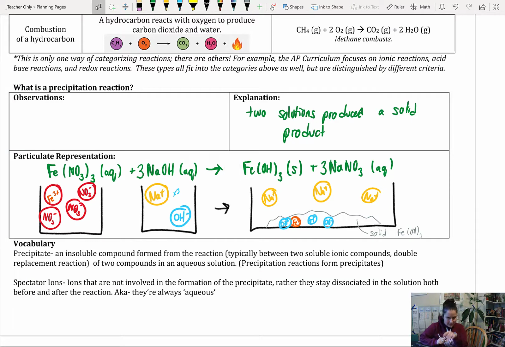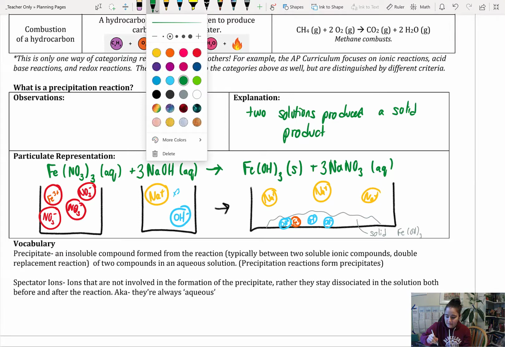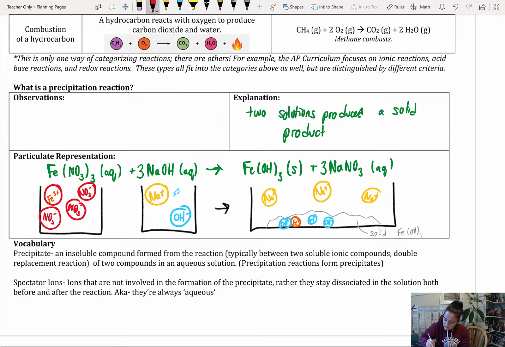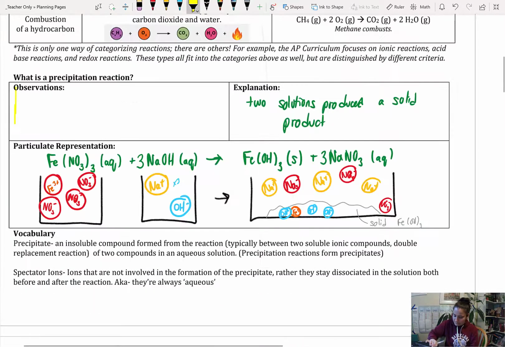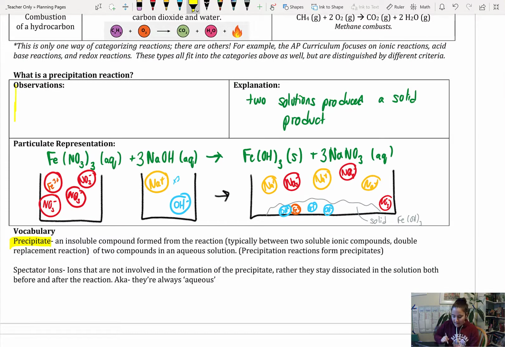Okay. And pretend that I had more models in that other one. Same with the nitrate ions. They stayed dissolved in the solution. So meanwhile, these are still floating around, and that iron hydroxide is forming that solid. Okay, that solid is called the precipitate, an insoluble compound formed during the reaction of two soluble compounds.